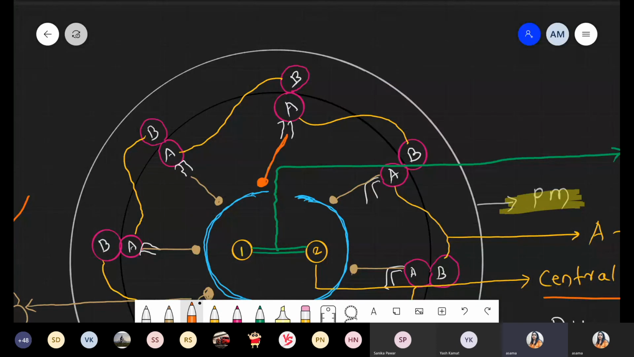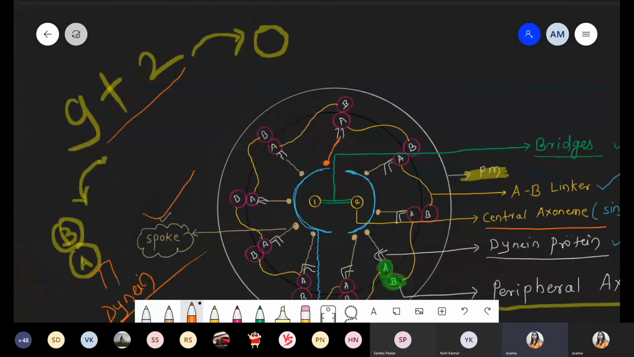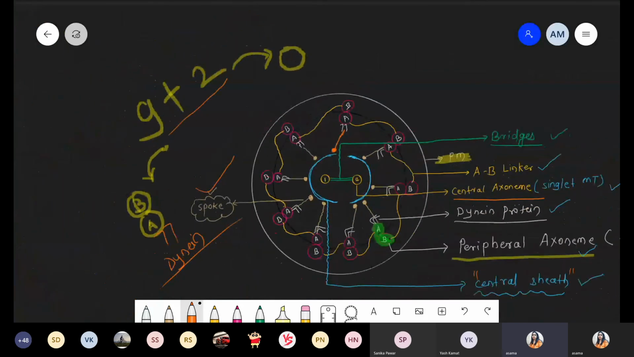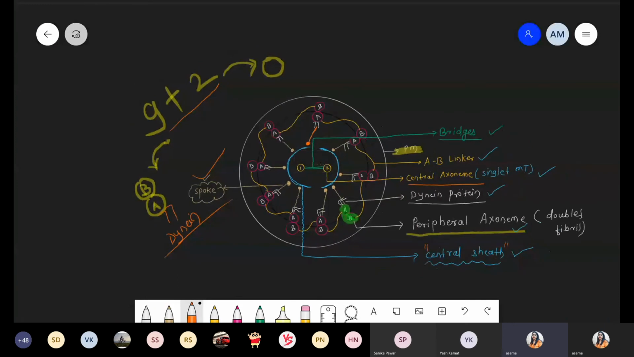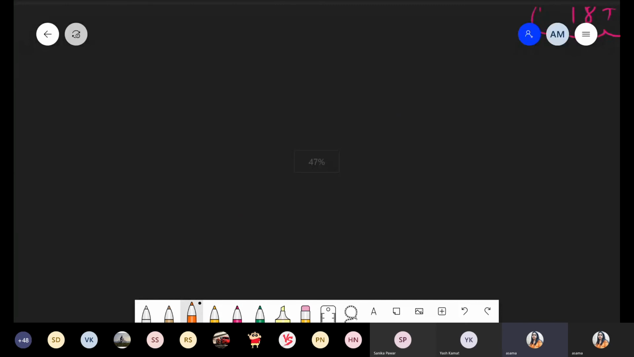And remember, when we talk about the centriole, the entire structure is made up of only protein. But in flagella and cilia, plasma membrane is also present, though mostly the protein part is present, because the structures we have seen, that is AB linker, central axoneme, peripheral axoneme, dynein protein, spokes, central sheath, bridge, the entire structure is made up of protein except the plasma membrane. Definitely the plasma membrane will also be there, but compared to protein, the concentration of plasma membrane is less. Got it?